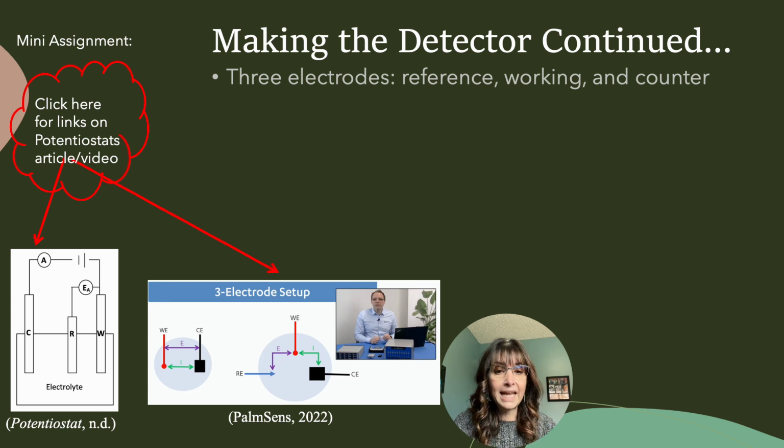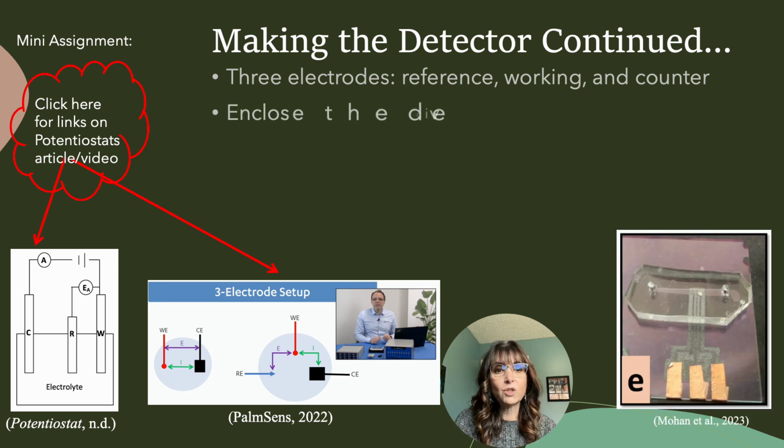The reference they used was made from silver chloride ink. And then, of course, there were the working and the counter electrodes. The working electrode is where the chemistry actually occurs. The reference electrode's job is to apply constant potential without current, and the current flows from the counter electrode.